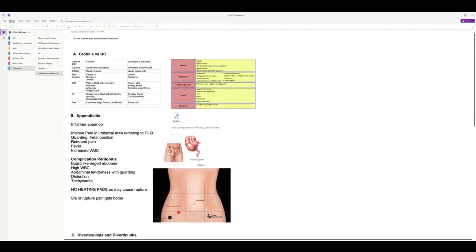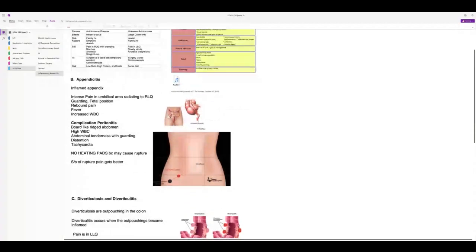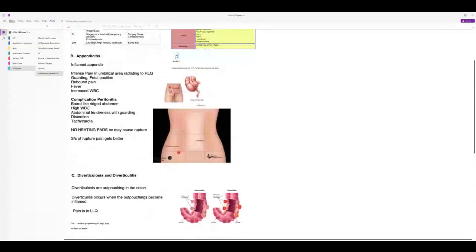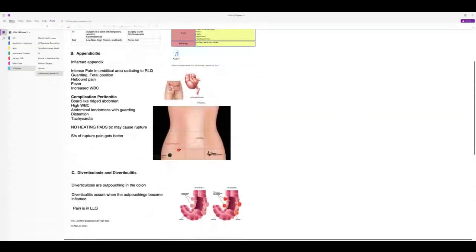Now, with appendicitis, this is an inflamed appendix. They have pain at McBurney's point, which is right here. It's in between the umbilicus and the iliac crest. So right here is usually where they have it, in the right lower quadrant. They could be guarding, they could be in the fetal position, they're going to have fever, increased white count.